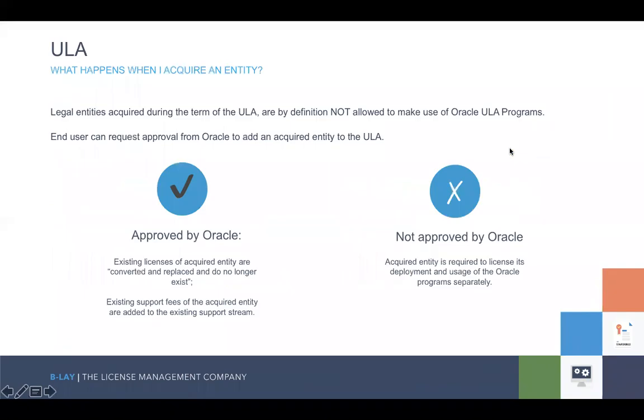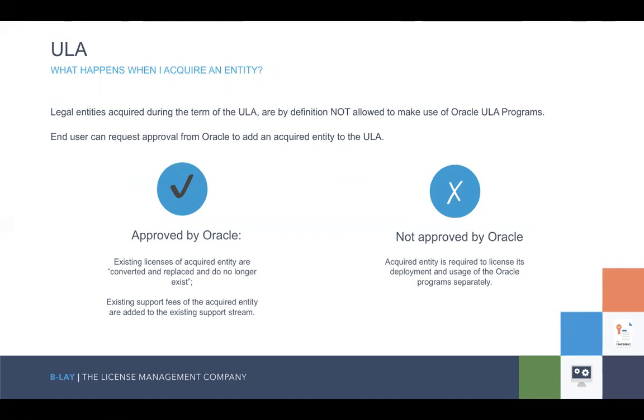Now, by knowing how it works, there are, of course, a number of situations that you need to be aware of, and where you should start thinking about how you address that contractually. Because, of course, we just saw that the ULA is restricted to a number of legal entities. But what happens when I acquire legal entities? Because, by definition, a legal entity that is acquired during the term of the ULA is not allowed to make use of the Oracle ULA programs, simply because of the fact that that legal entity is not listed in your agreements.